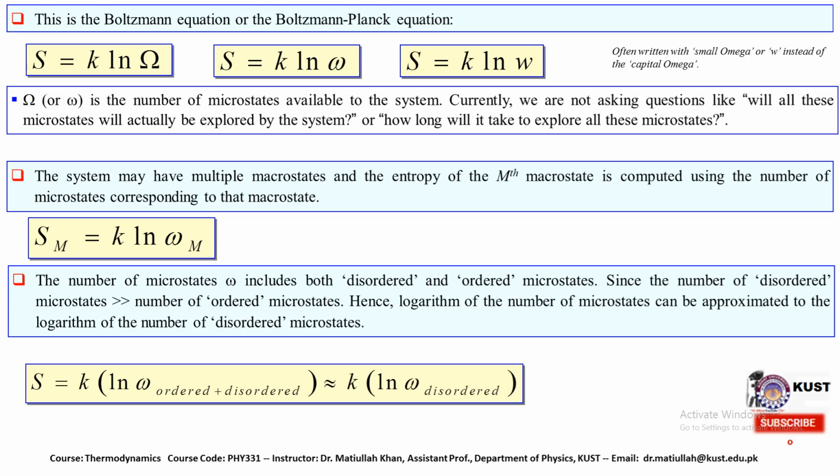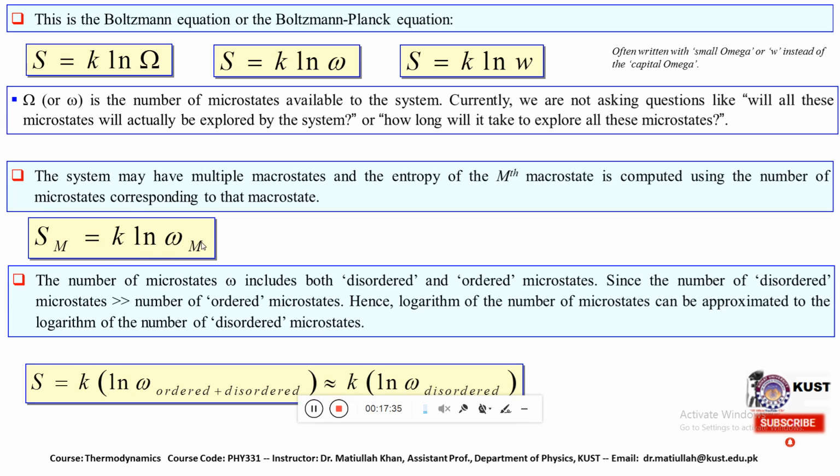Currently we don't need to know whether all these microstates will actually be explored by the system or not; we are basically interested in all possible microstates. So any particular configuration of the system can be represented by the small omega or capital omega, that is the number of microstates available to any particular system. So in general we have S_m = k ln Ω_m.